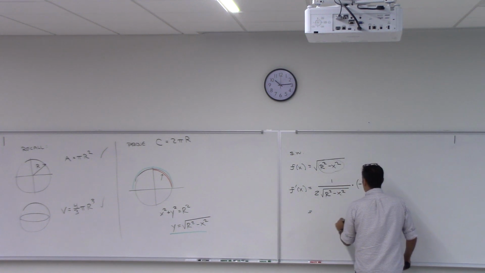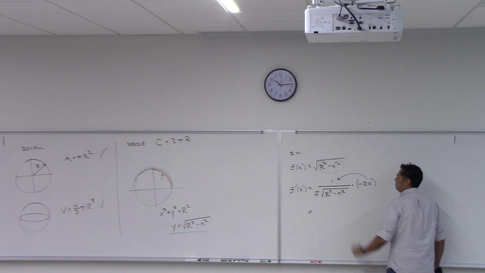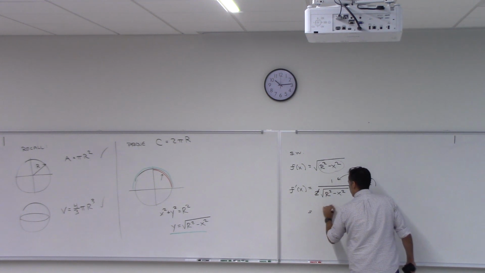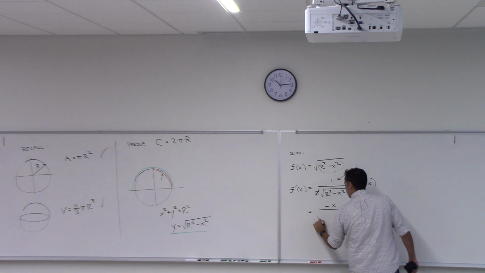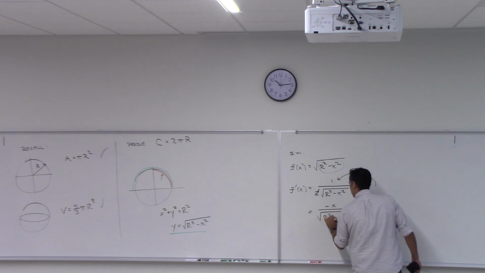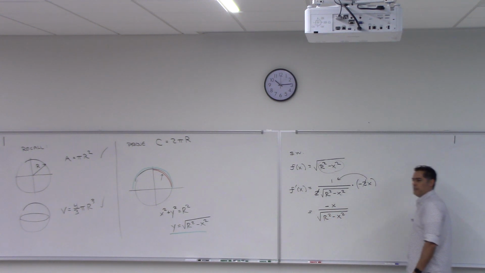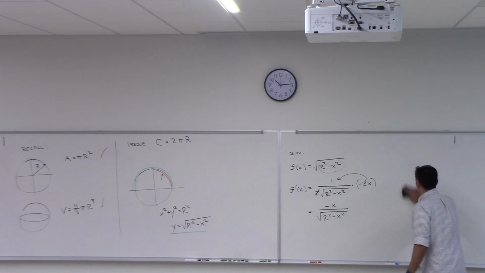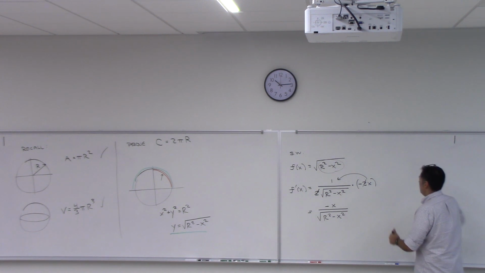Let's clean it up. Move this up top. Those 2's will go, right? You'll have negative x over square root of r squared minus x squared. Y'all agree? Okay, that's our derivative. What else do we need to do? To get in that formula, we're going to need to do what with that?